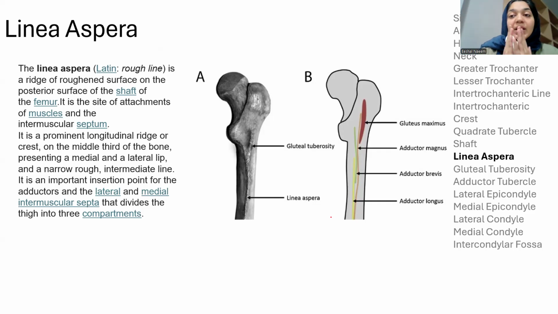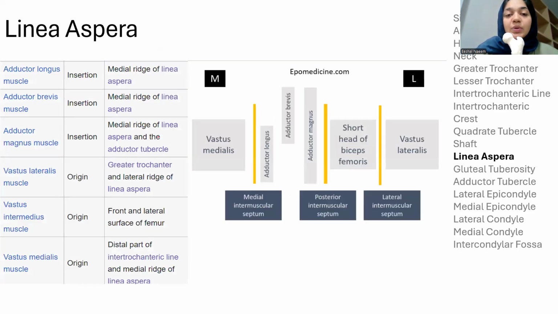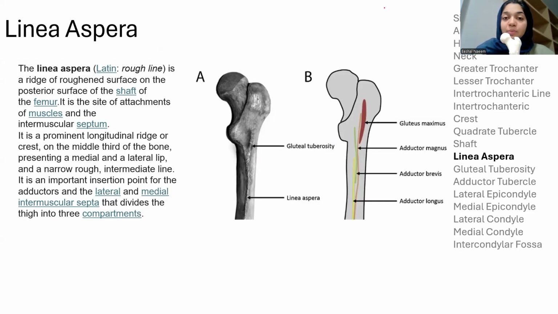Again, the linea aspera has two lips that diverge in the upper area of the femur, and then two lips that diverge in the lower one third of the femur. You can see that it is important because of the compartmentalization it does of the thigh into three compartments. We will see those three compartments now. So this is one compartment, this is one compartment, and this is one compartment. All of this happens around the linea aspera. If you go back and try to understand the linea aspera again, I will show you something.